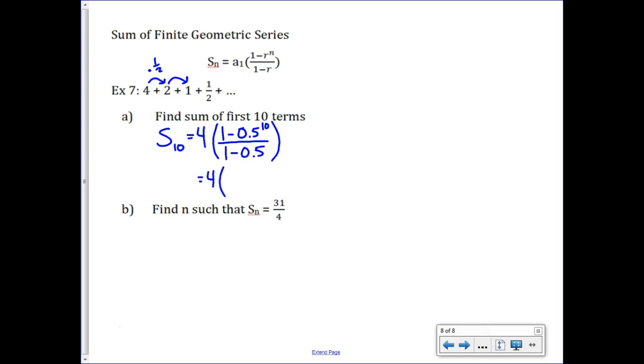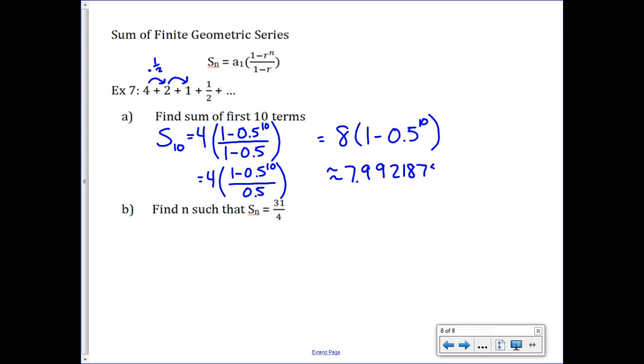So I have 4, and then 1 minus 0.5 to the 10th. I'm going to wait to plug into the calculator, but 1 minus 0.5 is 0.5. So then I can do 4 divided by 0.5 to make life a little easier. I'm just trying to make it so I have less to type in the calculator that I can mix up, but you could type the whole thing in there if you're comfortable putting all of those parentheses in. And I get about 7.9921875. That's actually probably exactly that, but it's not a great value there, but 7.9921875.